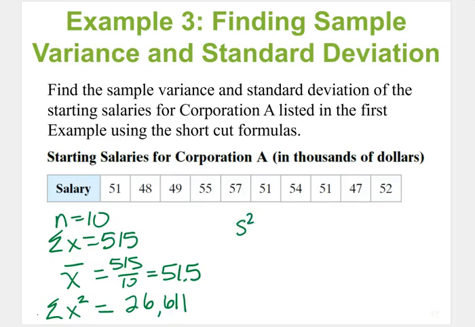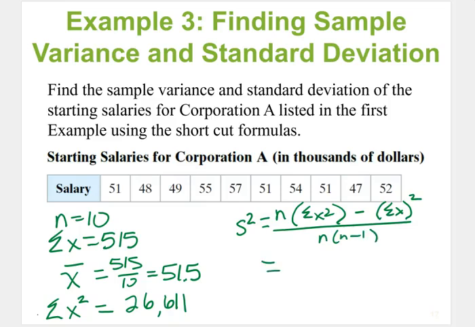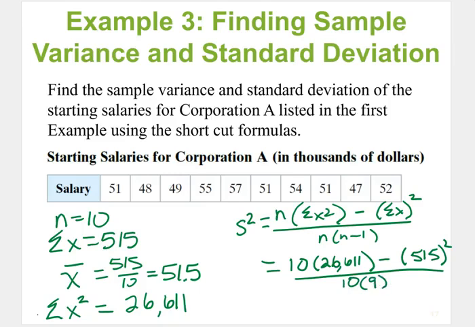All right, so just to refresh your memory for variance, here is my shortcut formula. n times the sum of the x squareds minus the sum of the x's, and then square it, and all that is divided by n times n minus 1. All right, so all you have to do is plug it in and then use your calculator to simplify. So 10 is my n, my sum of my x squareds is 26,611, minus the sum of my x's, which was 515 squared, and then divide that by 10 times 10 minus 1, which is 9.